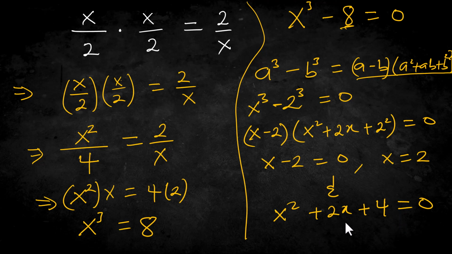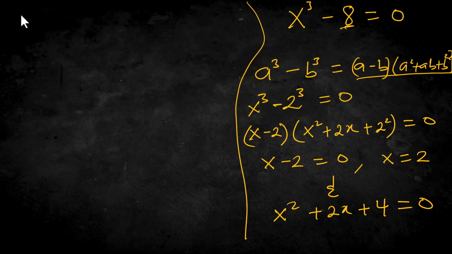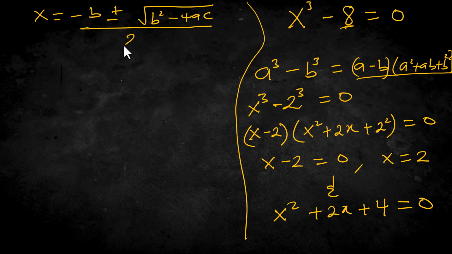So this one is a quadratic equation. All right, so we have x squared plus 2x plus 4. So let's go ahead and solve for x. Let's use the almighty formula: minus b plus or minus the square root of b squared minus 4ac, over 2a. So my a here is 1, b is 2, and c is 4.